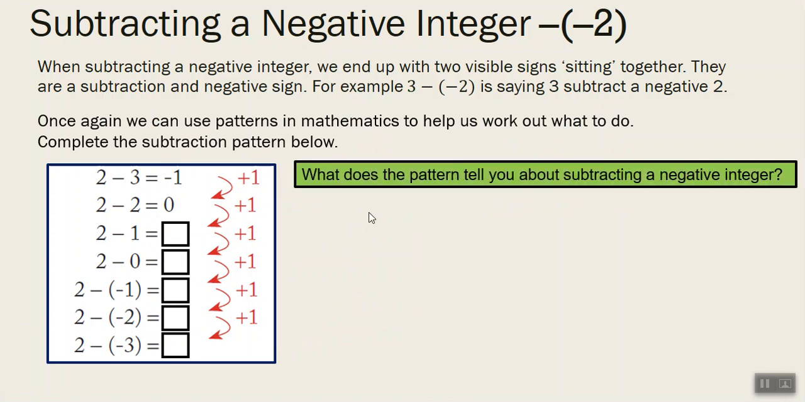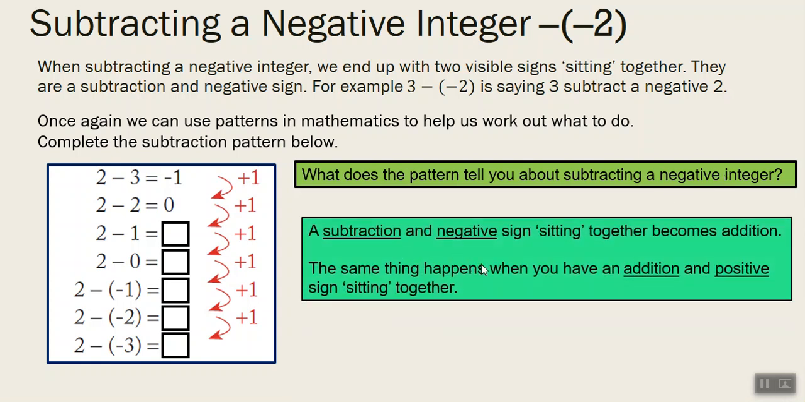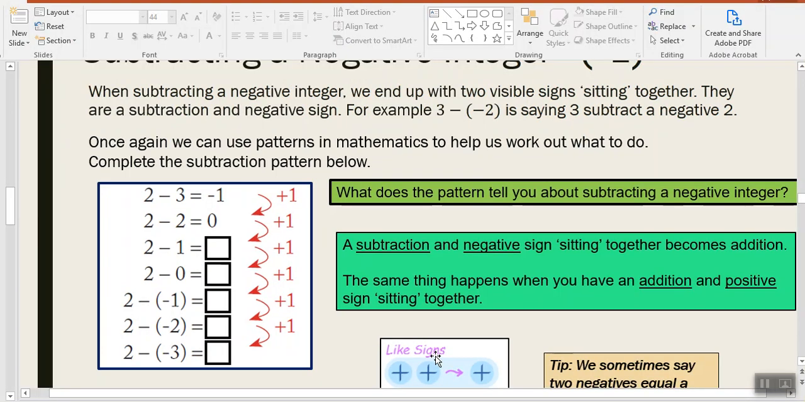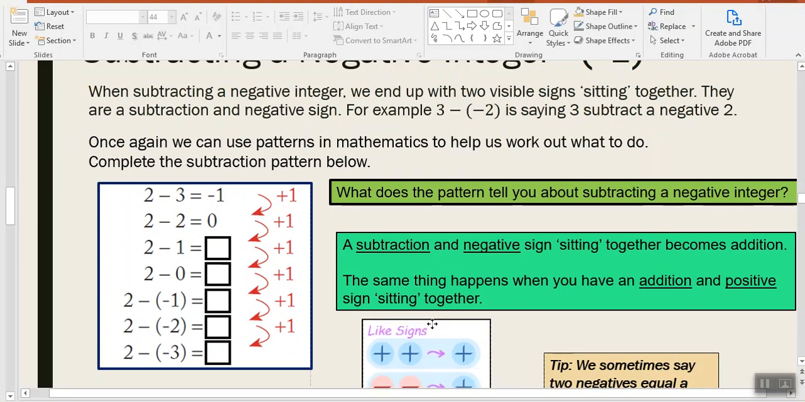So what does this pattern tell you about subtracting a negative integer? Well, we know, so please write this down. It's important information. A subtraction and negative sign sitting together becomes addition, okay? Or the same sign sitting together. So the same thing happens when you have an addition, or a plus, and a positive sign sitting together. Okay, so also write this down here. So when we have like signs, so I'll just put this up higher so we can see.